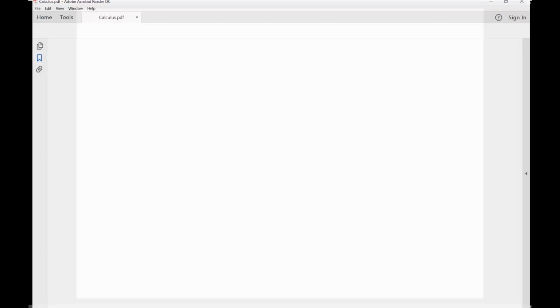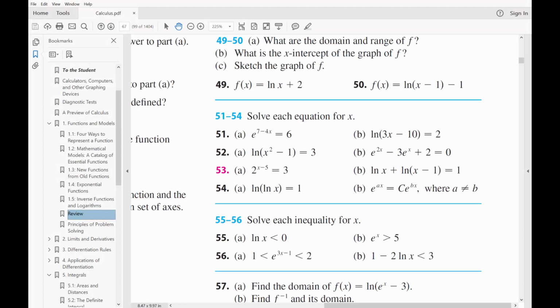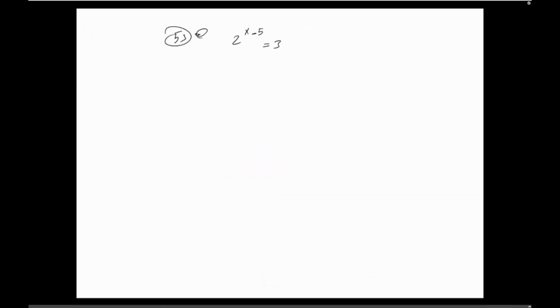And let's go for the 53. It says 53a. You're given 2 raised to power x minus 5 equals 3. And this particular question has two solutions.